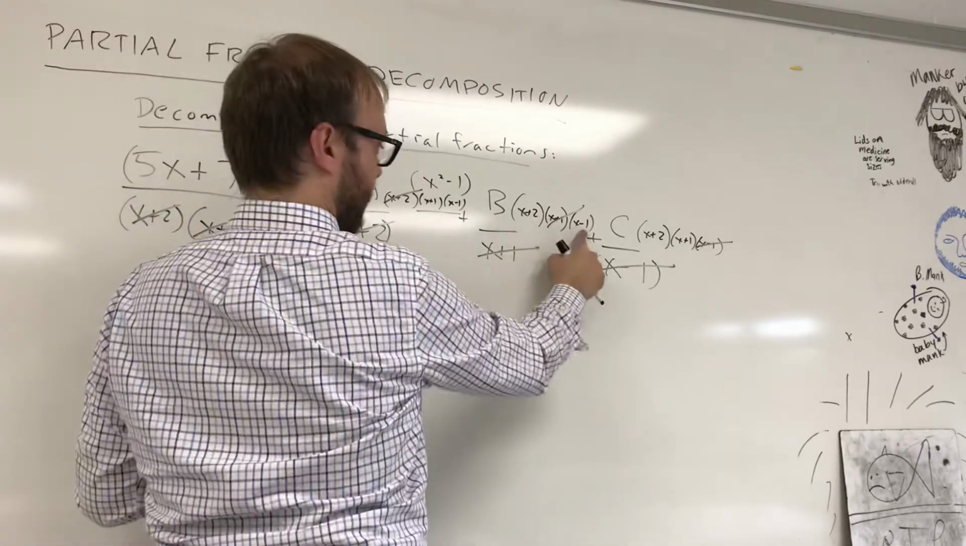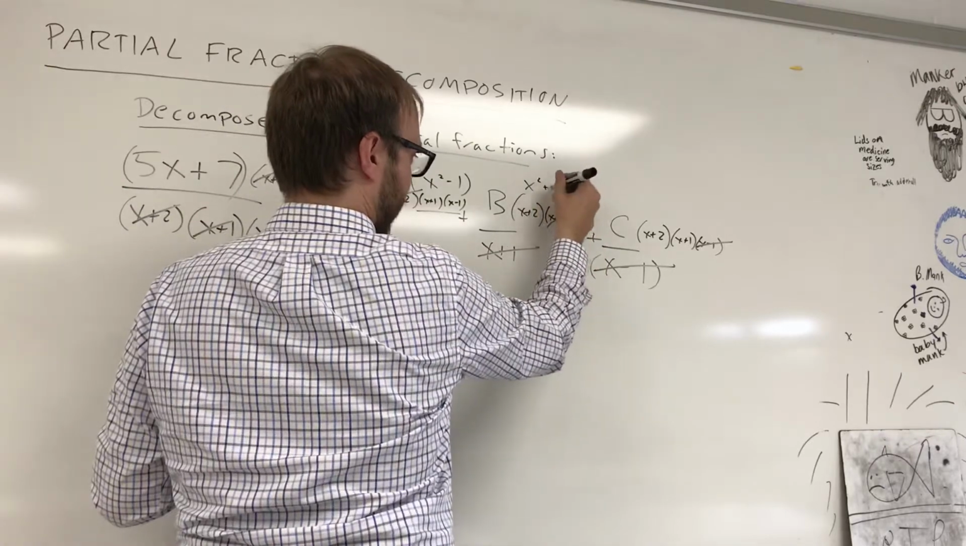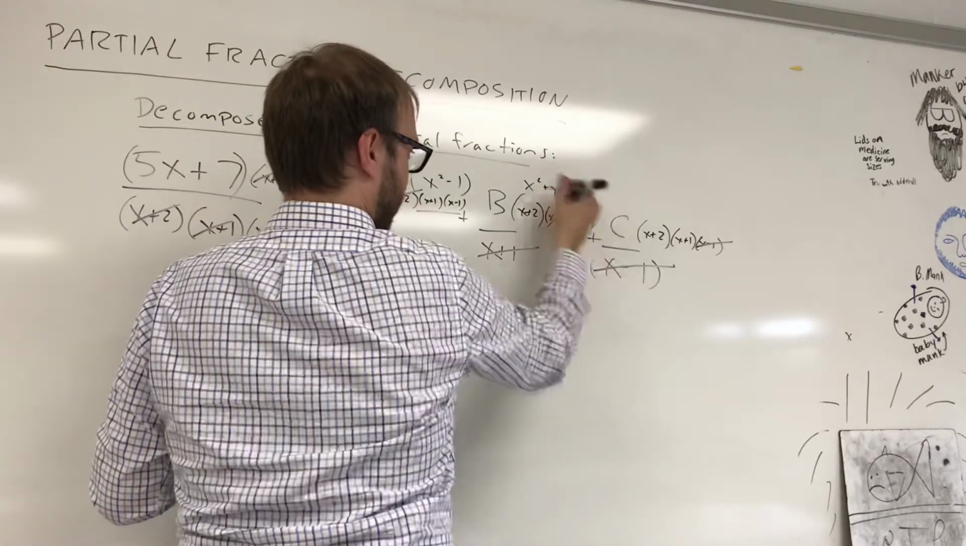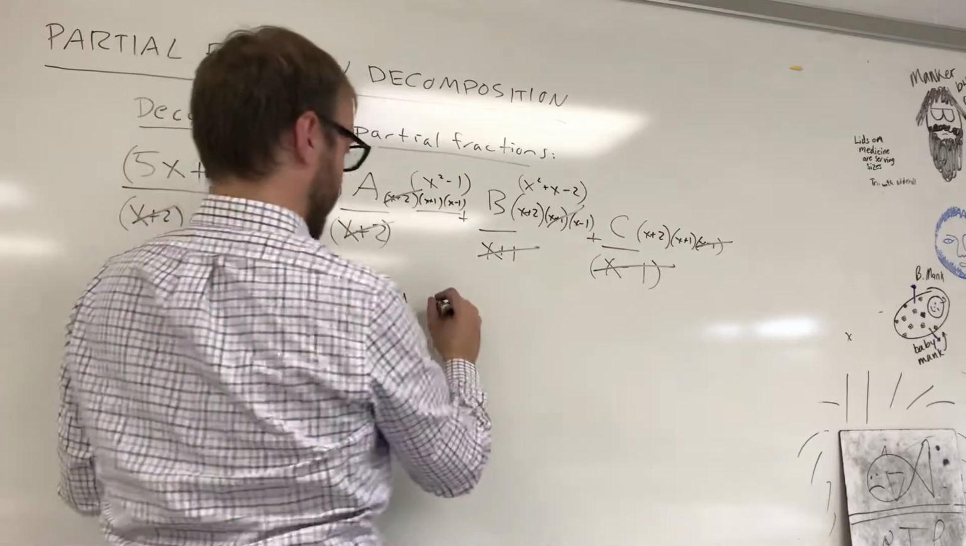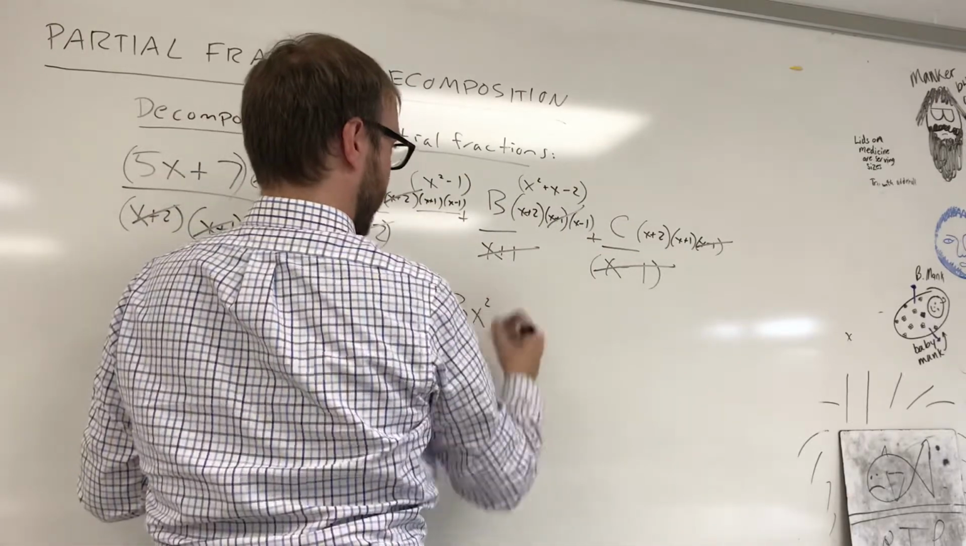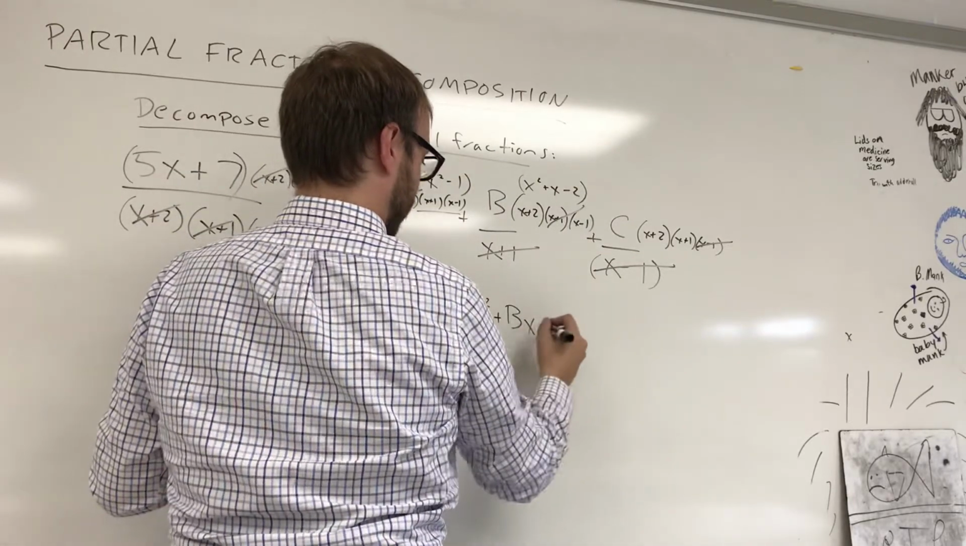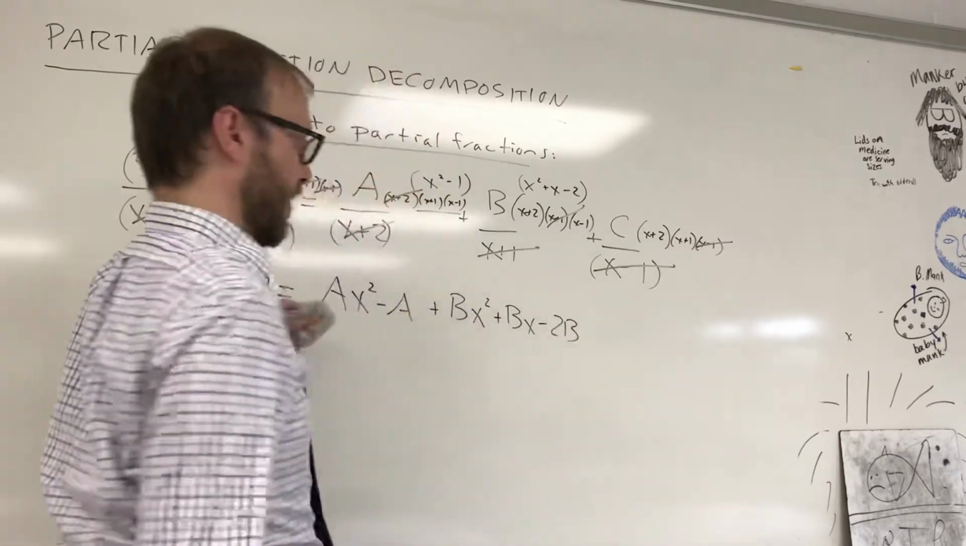x plus 2 times x minus 1 is going to be x squared plus x minus 2. That whole thing is being multiplied by b. So that's going to give me a bx squared, it's going to give me a bx, that's going to give me a minus 2b. Okay?